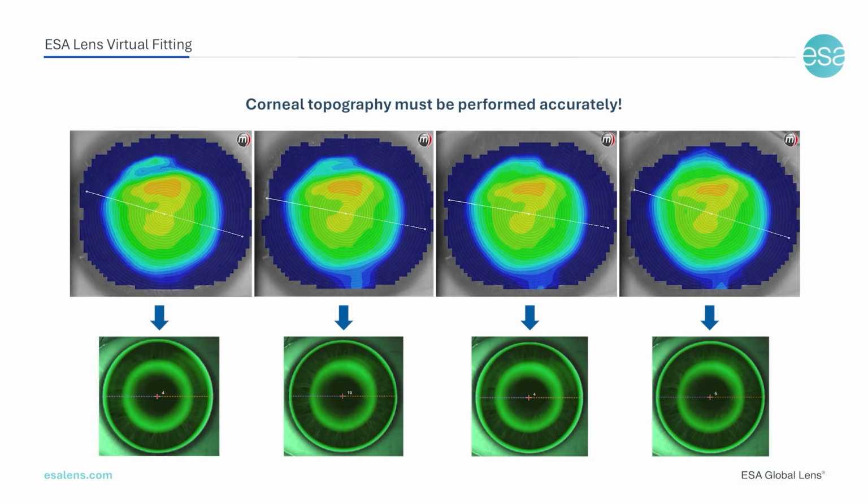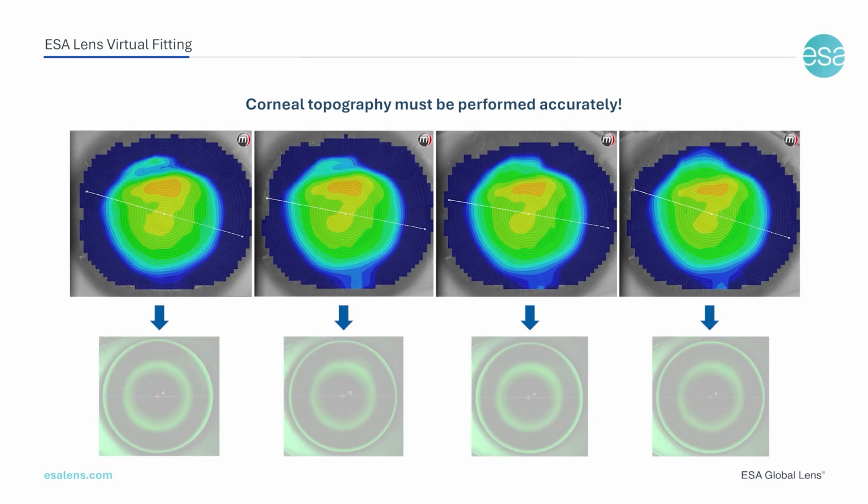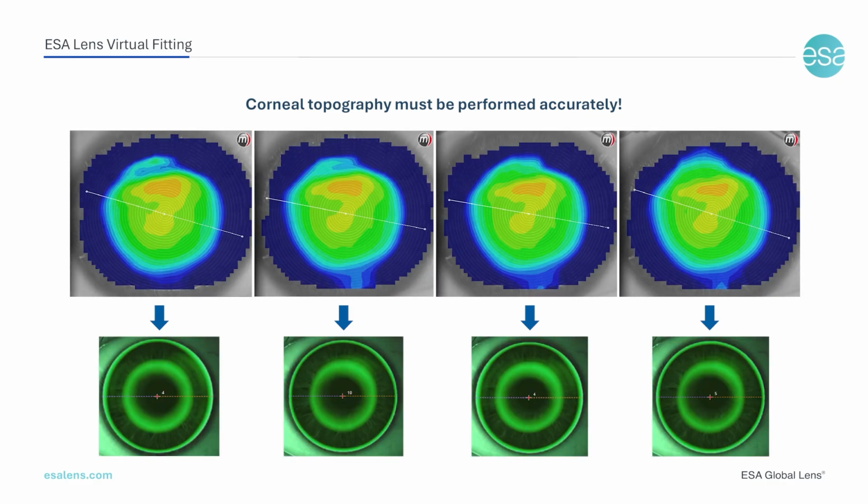The calculated center position may vary slightly across different topography captures. Therefore, to ensure maximum accuracy, it is best practice to take 4 topographies and simulate 4 corresponding virtual fittings. From these, you can analyze the results and select the optimal lens to order. Later, we will explain the specific steps for this process.